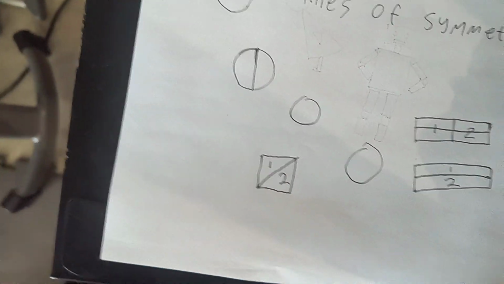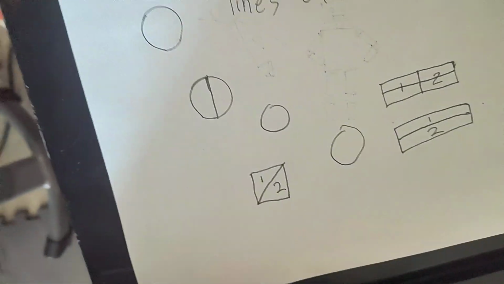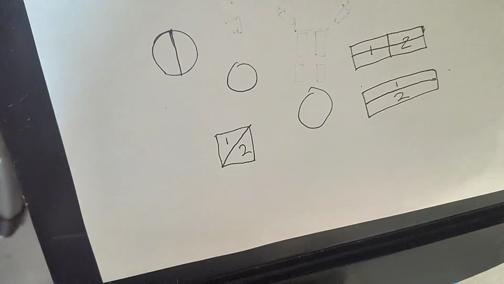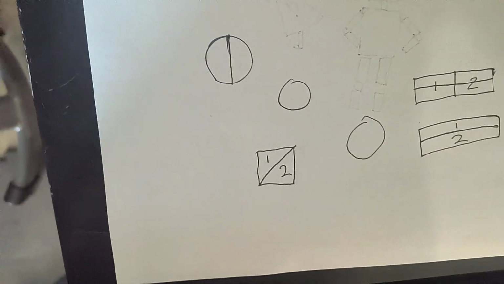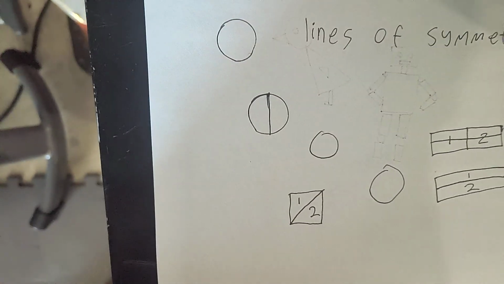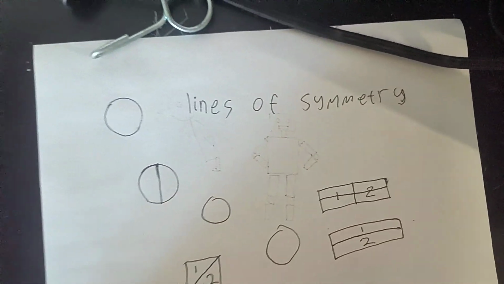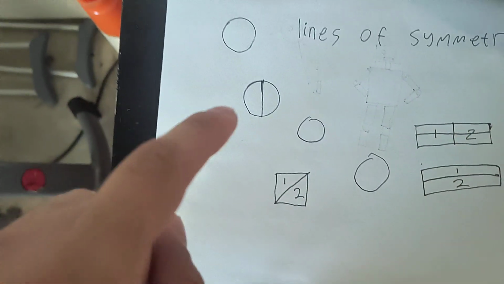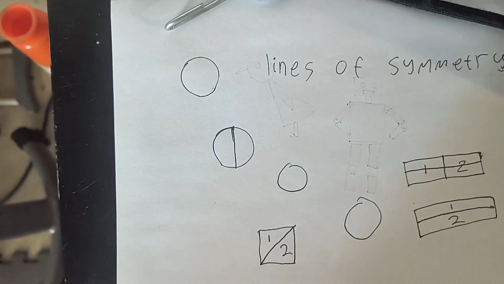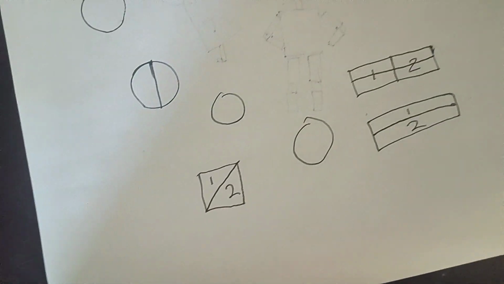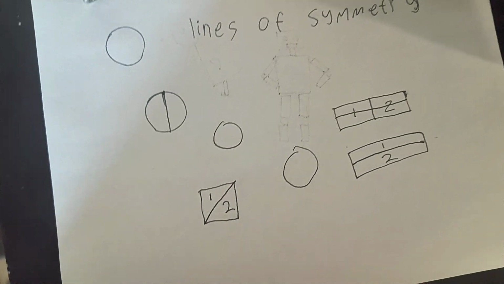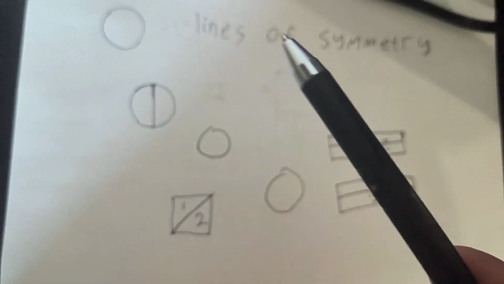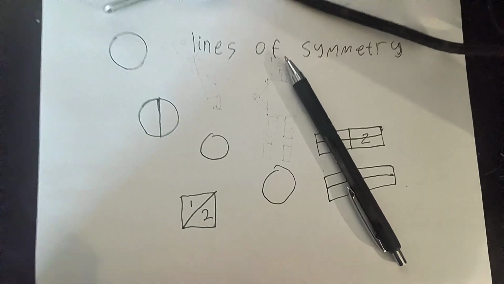If you're able to make congruent halves in a shape, then that line that you use to make those halves would be a line of symmetry, because it split it up into halves that are both the same shape and the same size, which makes them congruent. And a line that makes two congruent halves is a line of symmetry. Try this at home and stay in school.